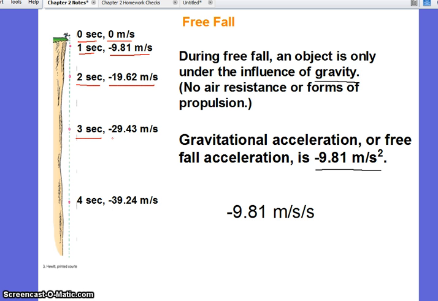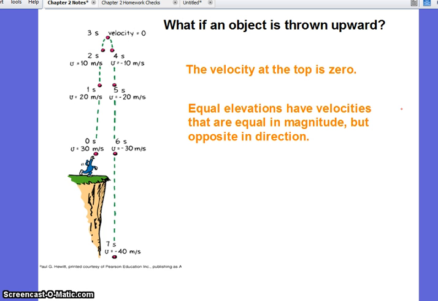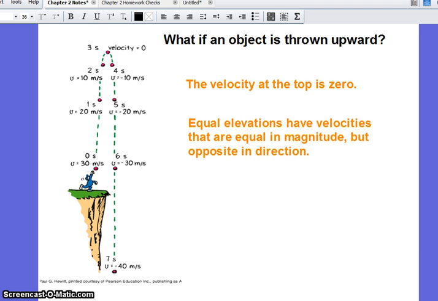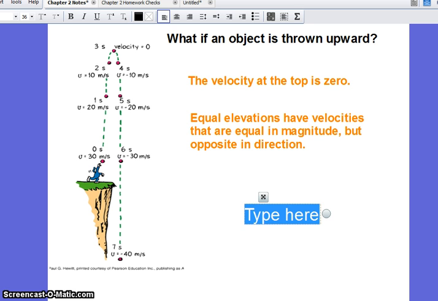After 3 seconds, we've again gone down by 9.81 meters per second to be at negative 29.43. And after 4, we're at negative 39.24 meters per second. But what if an object is thrown upward? What happens differently? So again, our acceleration is negative 9.81 meters per second every second.